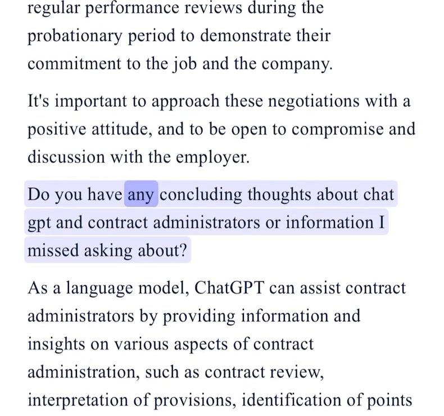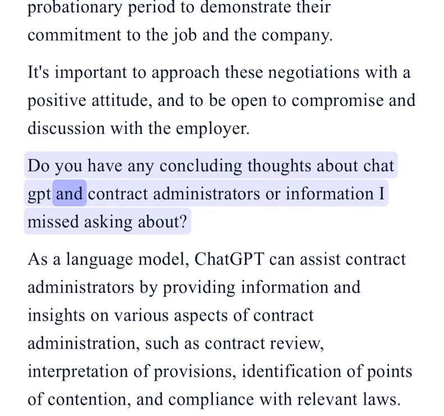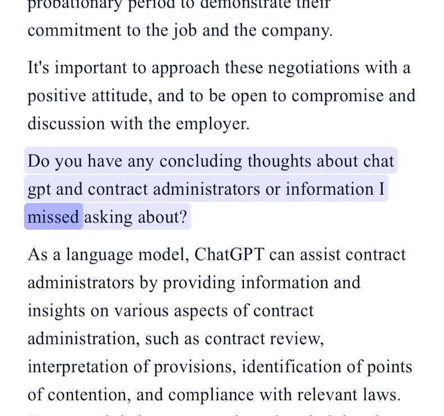Do you have any concluding thoughts about ChatGPT and contract administrators or information I missed asking about?